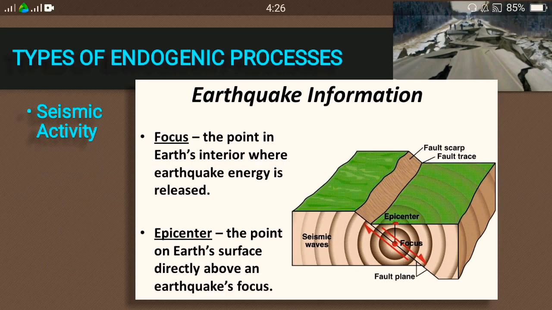We have here earthquake information. Focus, the point in Earth's interior where earthquake energy is released. Epicenter, the point on Earth's surface directly above an earthquake's focus.